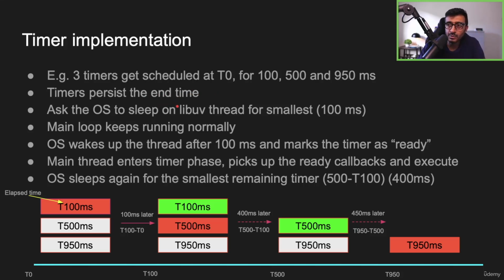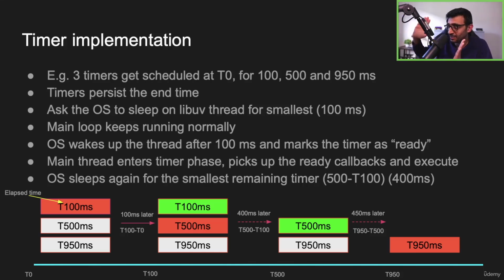So what does libuv do? Remember, it has only one thread for the timers. That's it. We're not gonna use multiple threads. We try to be efficient, right? So these are my timers, and what we do is we sleep for the least amount of time, which is 100 out of 100, 500, 950. Pick the least. Let's sleep for 100 milliseconds, assuming we started the timer phase right there at T0. If we started at T1, then we're gonna sleep for 100 minus 1. Does that make sense? So 99 milliseconds.